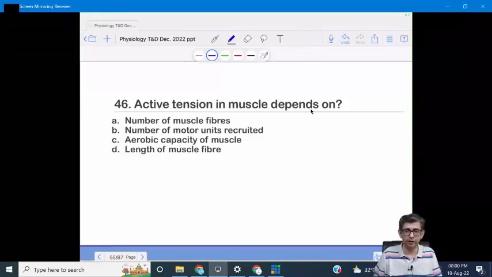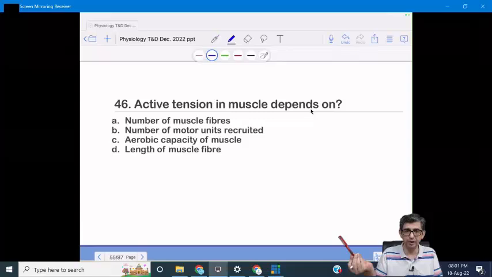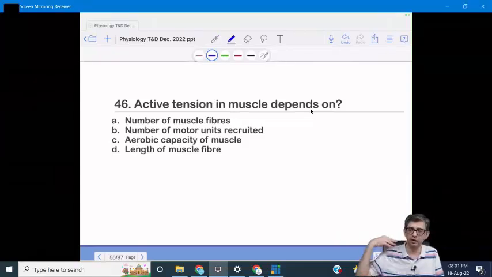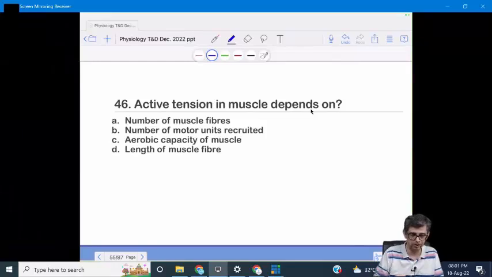Active tension in the muscle depends upon... An example I can give is, suppose I'm lifting a pen versus lifting a dumbbell, versus suppose I have to punch, then the response of the muscles will vary. If you have to pick up a pen, the number of motor units you are using with your fingers would be limited compared to using a dumbbell, or punching somebody where you have to use the whole of your shoulder muscles. So I think I've given the answer here also. The tension in the muscle is mainly dependent not on the number of muscle fibers.